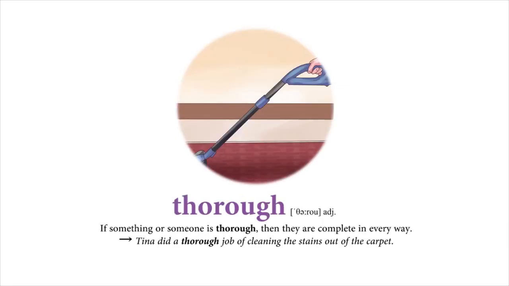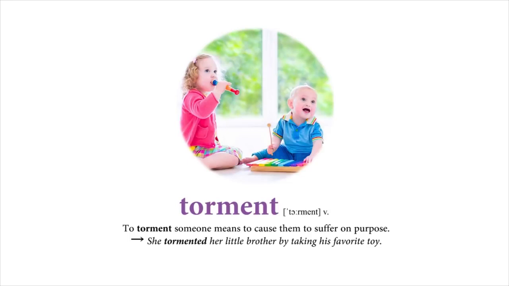Thorough. If something or someone is thorough, then they are complete in every way. Tina did a thorough job of cleaning the stains out of the carpet. Torment. To torment someone means to cause them to suffer on purpose. She tormented her little brother by taking his favorite toy.